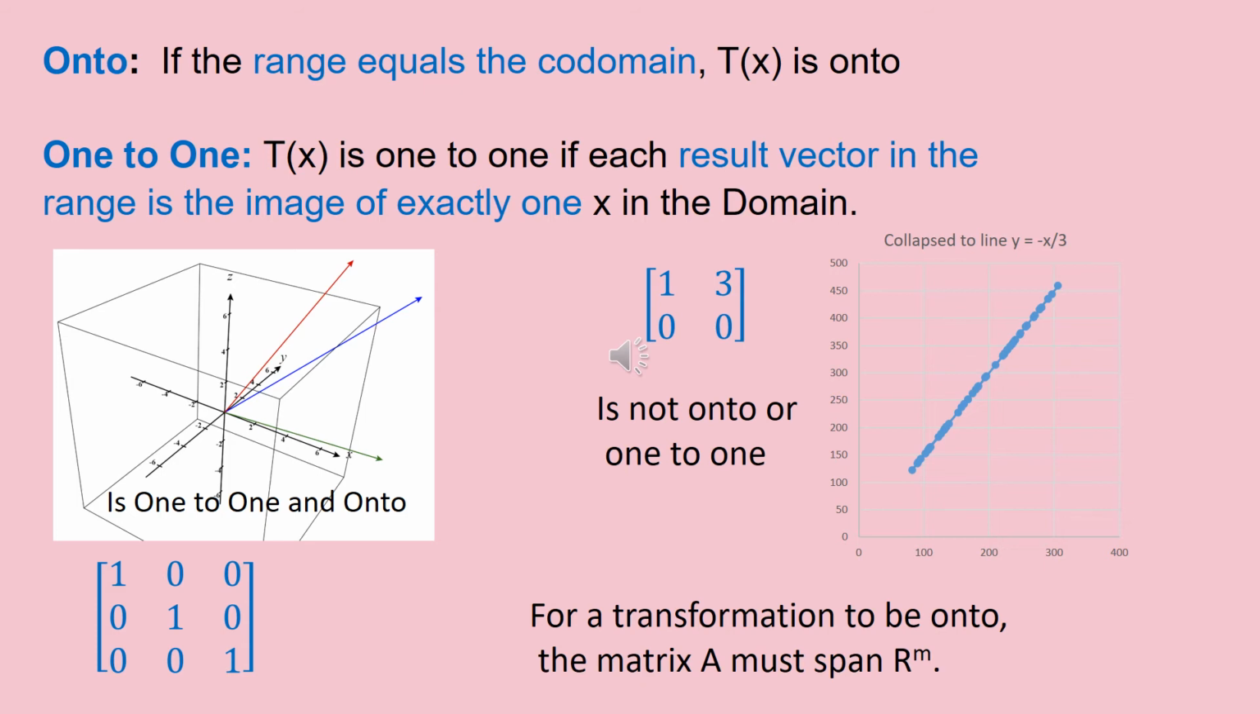Now when I RREF'd the transformation that collapsed the cardinal bird to the line, I get 1, 0, 3, 0 as the RREF'd matrix, and that's one describing the line that we map to. It's also showing me that it's not onto and it's not one-to-one.